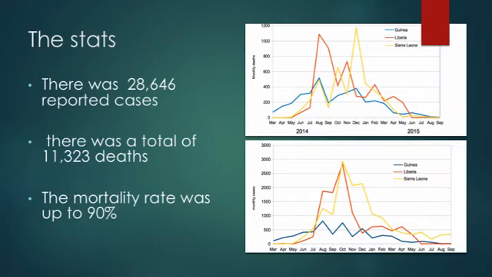11,323 reported deaths. The reason this shocked the world was the mortality rate. In certain places, this went over 90%. Comparing this to the mere 1.4% mortality rate of COVID-19 in Australia, this shows why people went crazy over this virus.